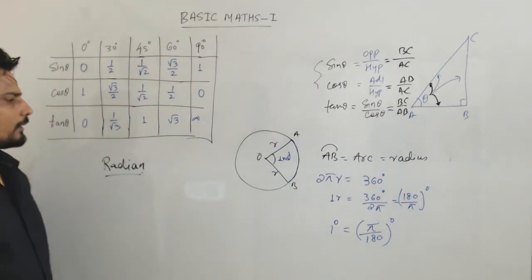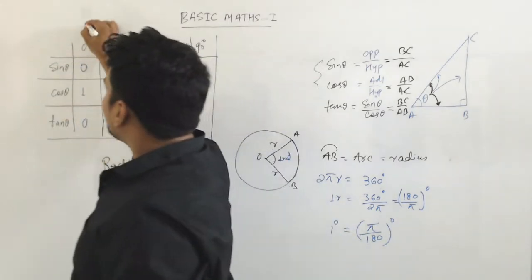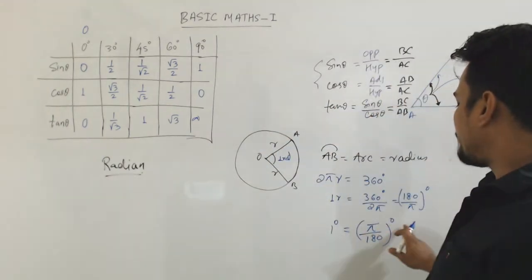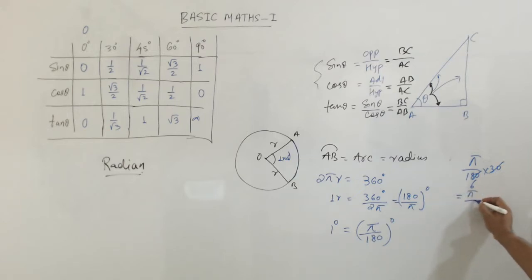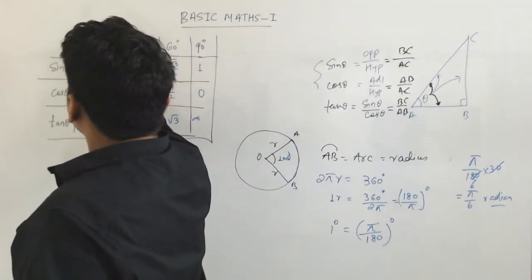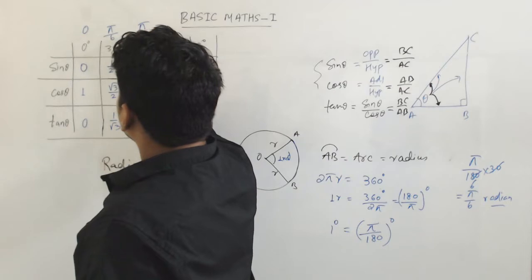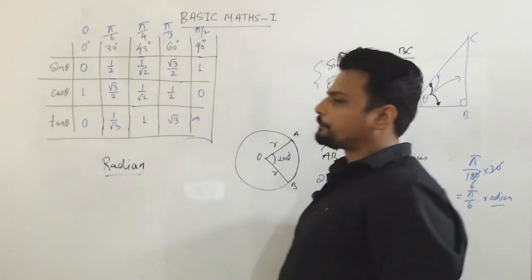Now with this relation, I can convert degrees to radians. So 0 degrees is, of course, 0 radians, no worries about that. Now 30 degrees: if I use this, I would get pi upon 180 times 30 degrees. That should be pi upon 6 in terms of radians. So 30 degrees is pi upon 6 radians, and likewise 45 degrees is pi upon 4 radians, this is pi upon 3, and this is pi upon 2 radians.